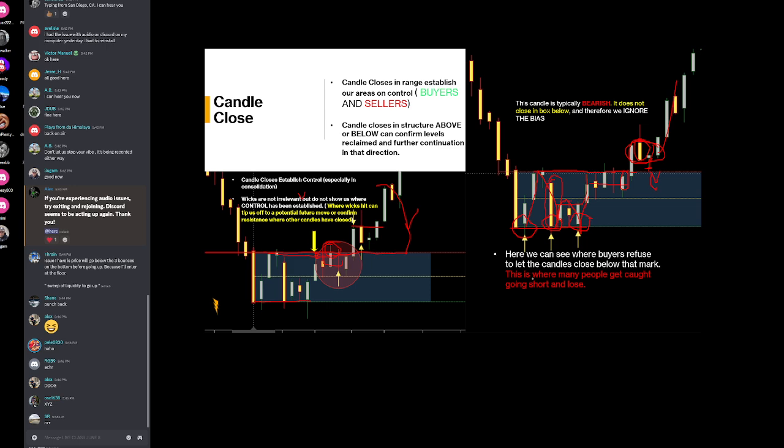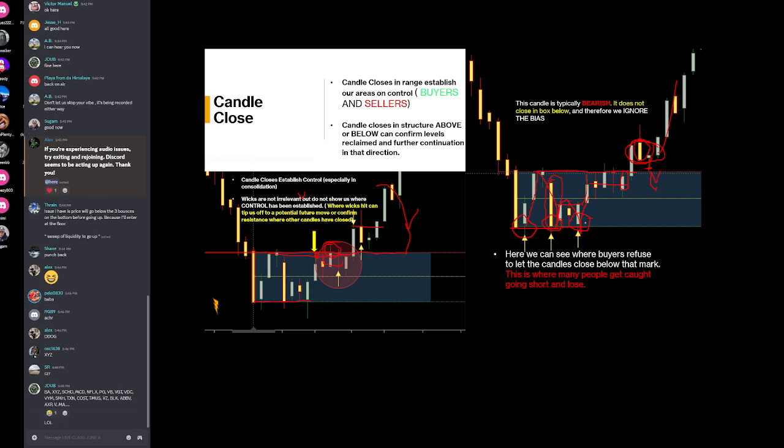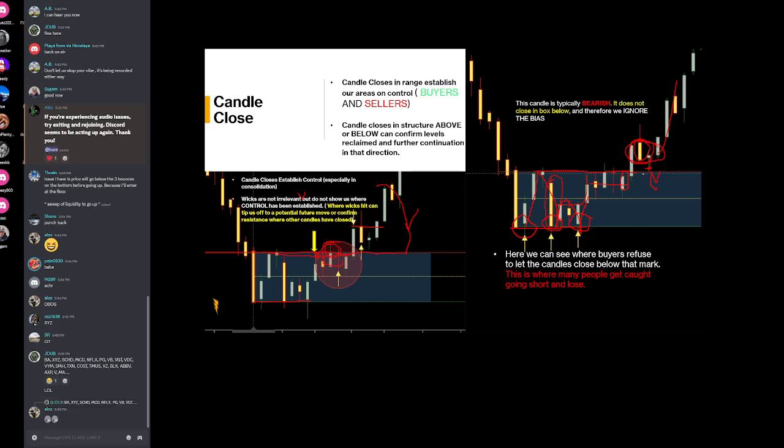Here we can see that buyers refuse to let the candle close below that mark. This is where many people get caught going short and lose. And this brings up a great point. I do not short floors 9 times out of 10, unless I went up for the 3rd time and rejected. Maybe, right? Maybe I might take it there because I'm expecting that box to break. But that's still speculative, and I still don't have confirmation.